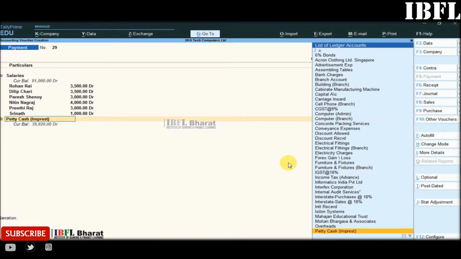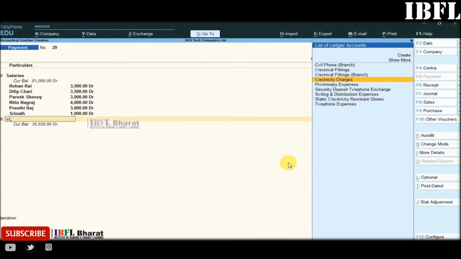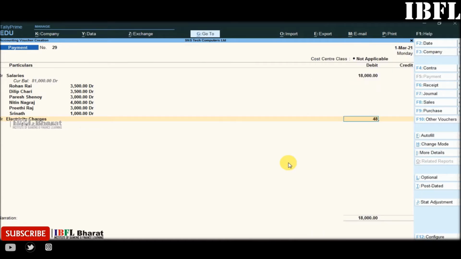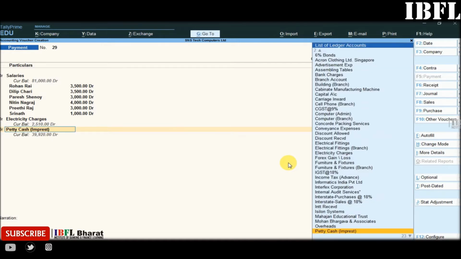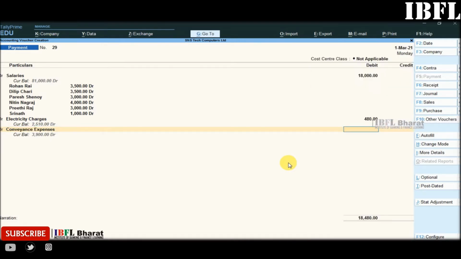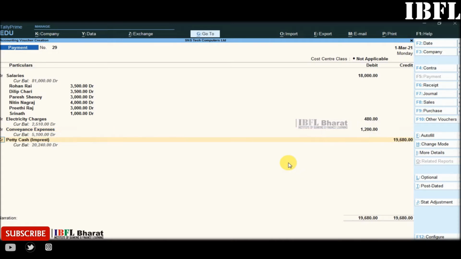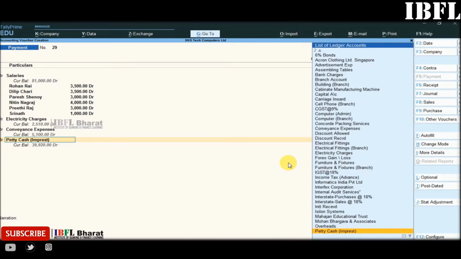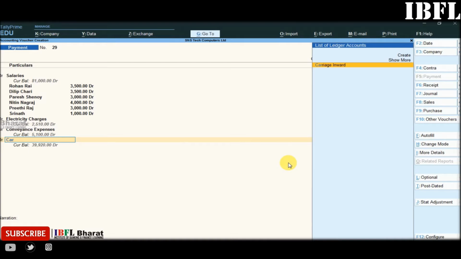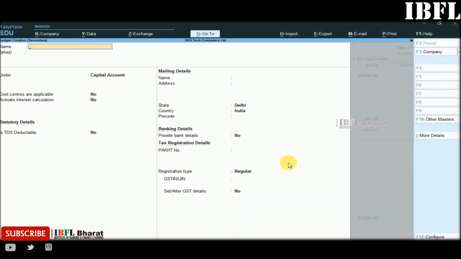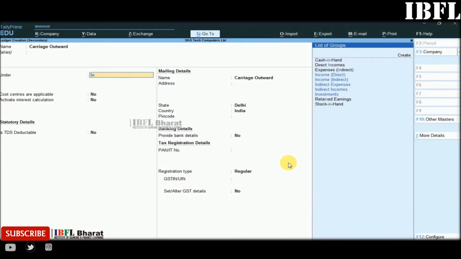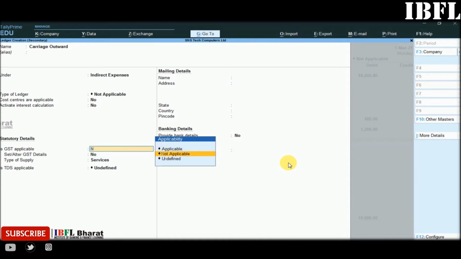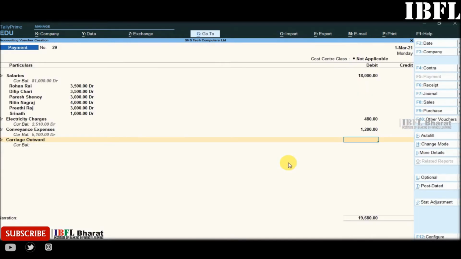Next expense is electricity charges. Amount is 480 rupees, again Dr. Conveyance expenses are 1,200 rupees. Next is rent, which we are taking in a separate voucher with class, and in this the expense is carriage outward. We have carriage inward as a ledger, but we do not have any ledger like carriage outward, so we are pressing Alt C and making the ledger carriage outward under indirect expenses, and we are not taking any GST here, not applicable. We are accepting the ledger. The amount of carriage outward is 750 rupees.